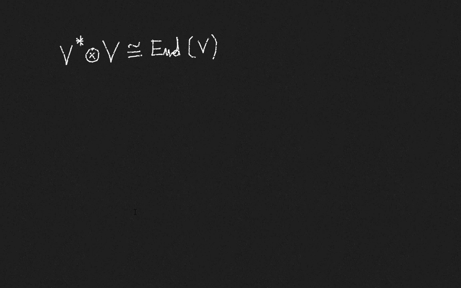Now, this is something which is always true. For every vector space, V star tensor V is the space of matrices n times n in a way. Just remember, this space is not the space of products, it's the space of sums of products.